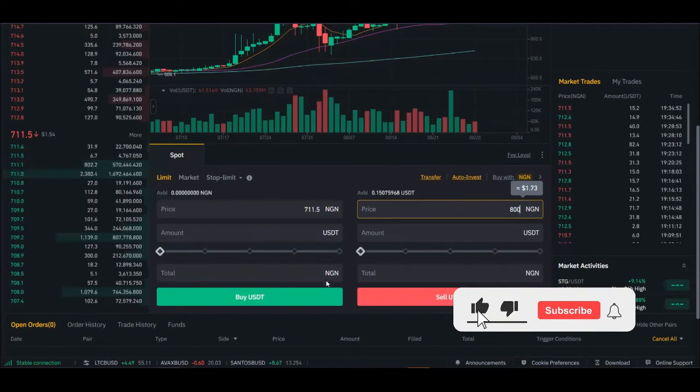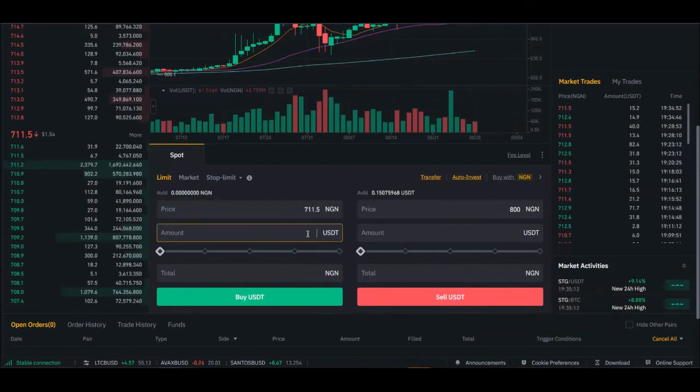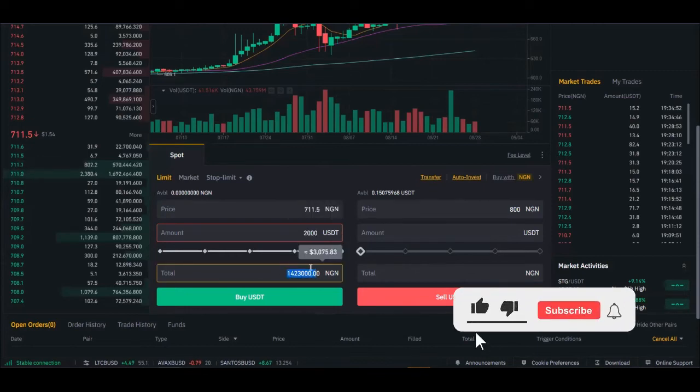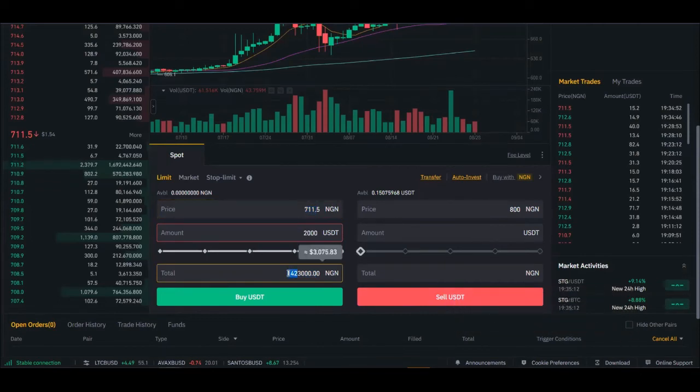Now, let me show you. Let's say I'm buying at 711 Naira, and I put in, let's say, 2,000 USDT. 2,000 USDT at 711 Naira will cost me around, what's this? This is 1.4 million. This will cost you around 1.4 million.